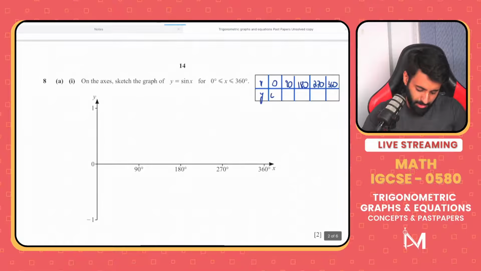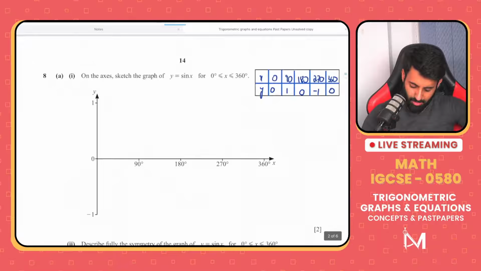If you plug in 0, you will get 0. If you plug in 90, you will get 1. If you plug in 180, you get 0 again. If you plug in 270, you get -1. And at 360, you get 0 as well.